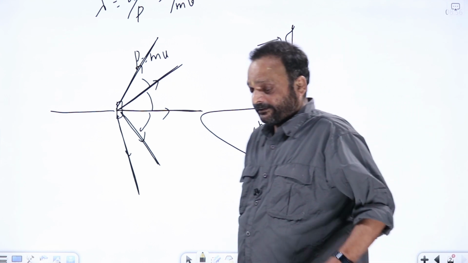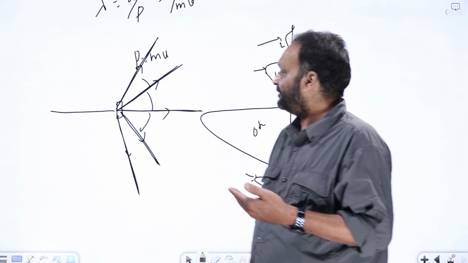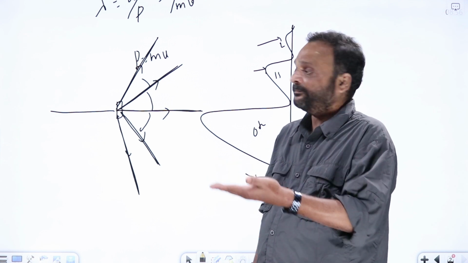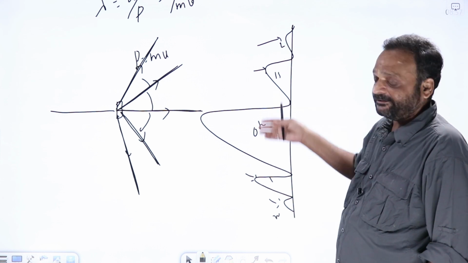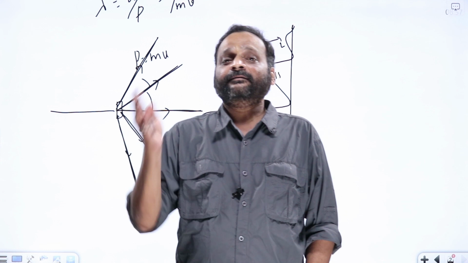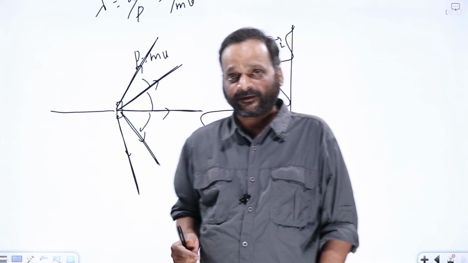It's a surprising result for them because they are not using any waves there, they are using a beam of electrons. The electron beam has an intensity distribution similar to that of a single slit diffraction pattern. Which means the electron beam must be behaving like waves. They are also showing the diffraction property.